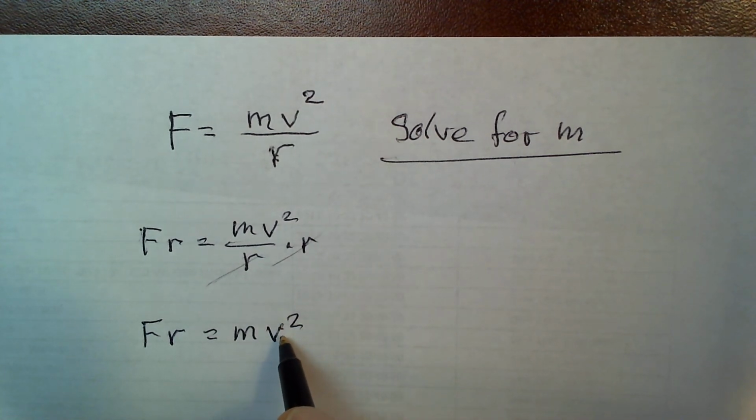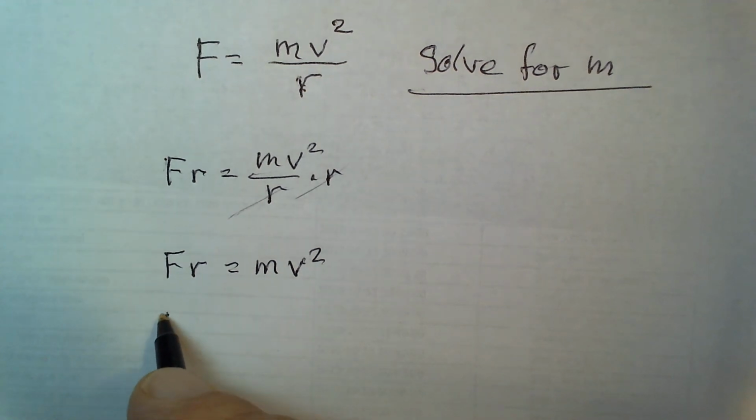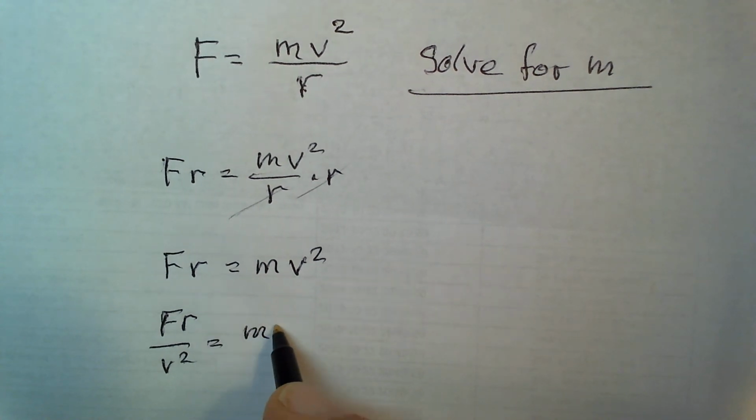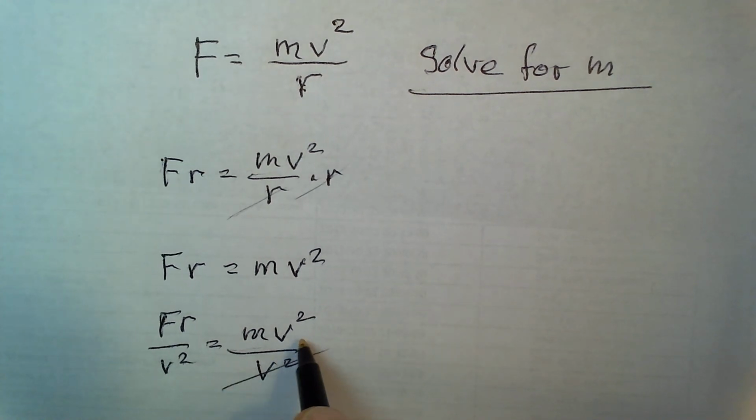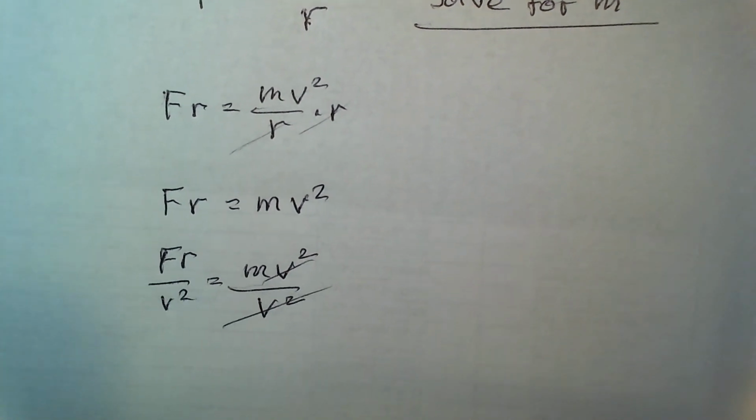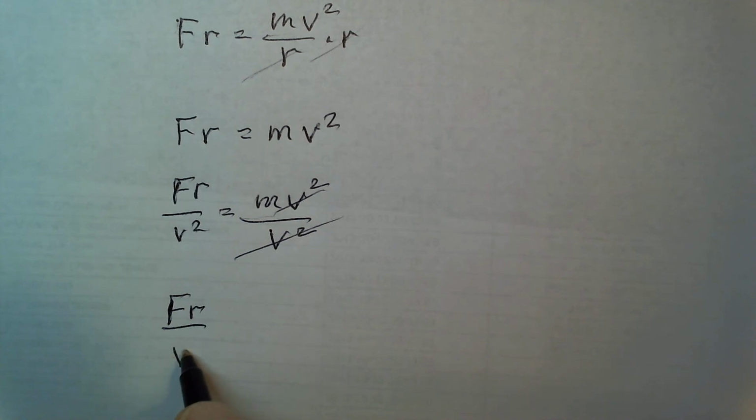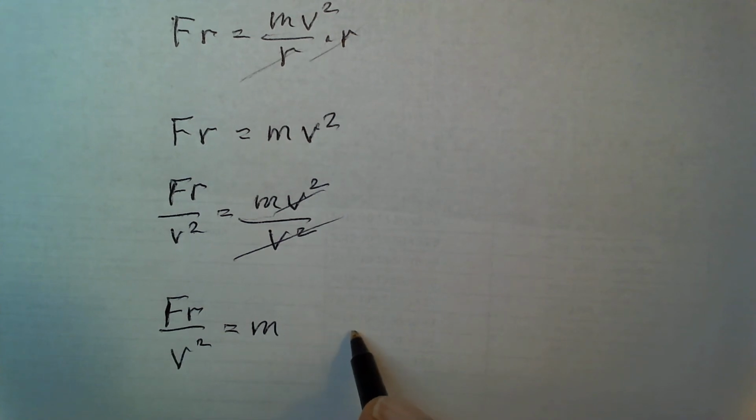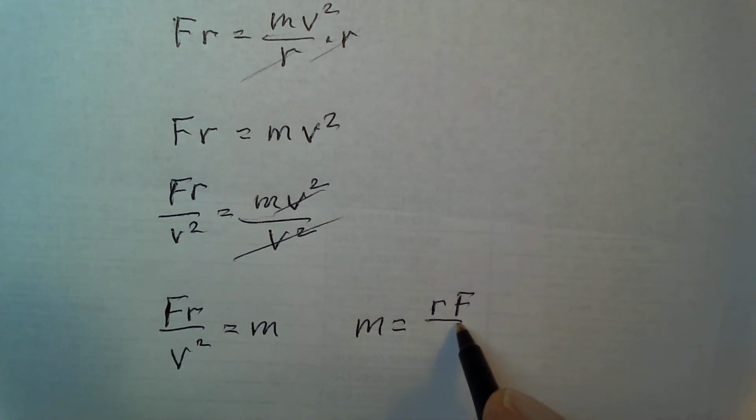So remember, we are solving for m, so therefore we need to divide both sides of the equation by v squared. So Fr divided by v squared equals mv squared divided by v squared. So on the right side, the v squares cancel out, and so we are left with Fr divided by v squared equals m, the mass, or m equals Fr divided by v squared.